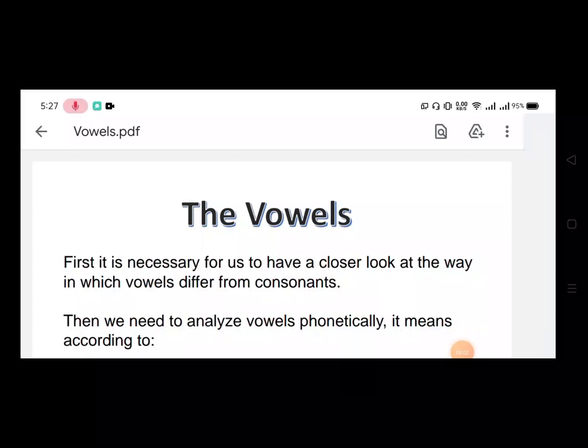Hello friends, in this video I'm going to discuss vowels. I'll discuss what vowels are, we'll see how they are articulated and their pronunciation, how they are different from consonant sounds, and we'll see the properties of vowels as well. So first we have to look at how vowels are articulated or pronounced.